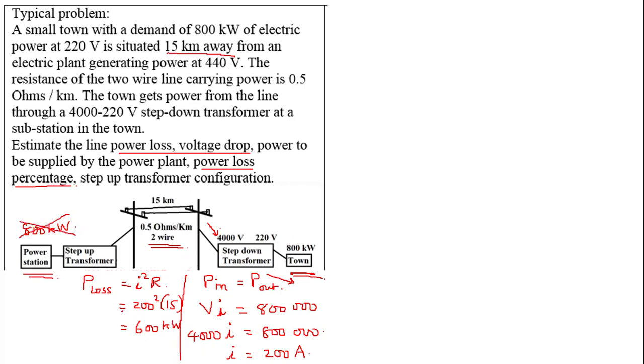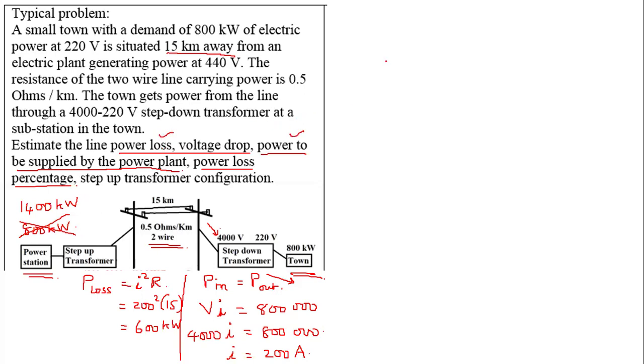So what we do is the loss should be added. So that means 800 plus 600. I have to supply 1400 kilowatt. If you supply 1400 kilowatt, 600 kilowatt will be lost and 800 kilowatt will be available in the town. So that is the power to be supplied by the power plant. Okay, so we calculated the power loss and the power to be supplied by the power plant.